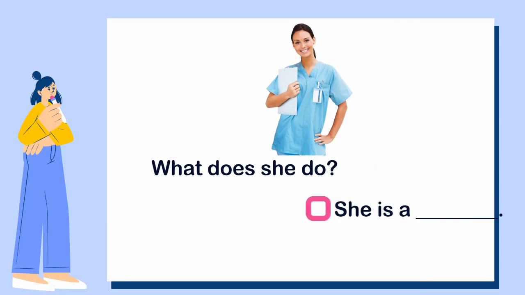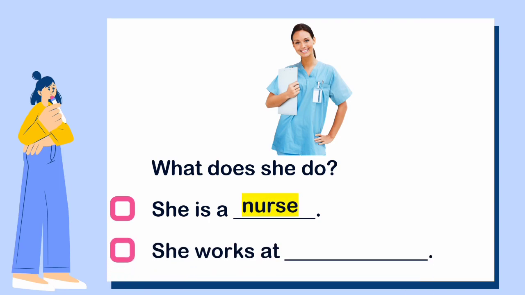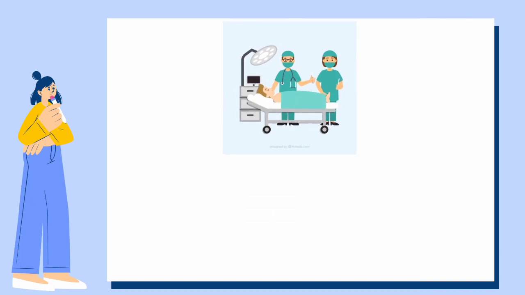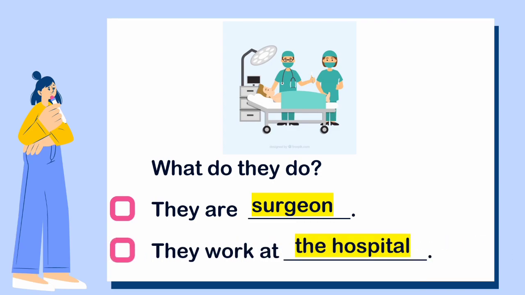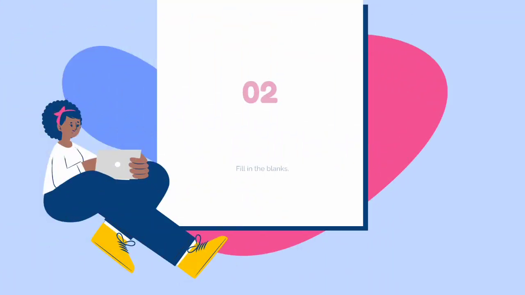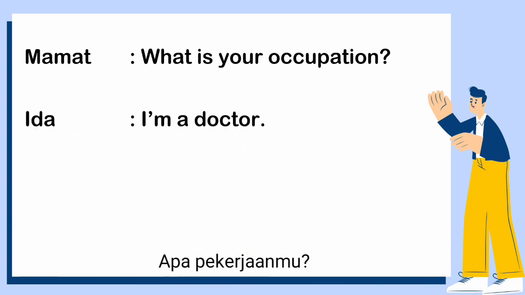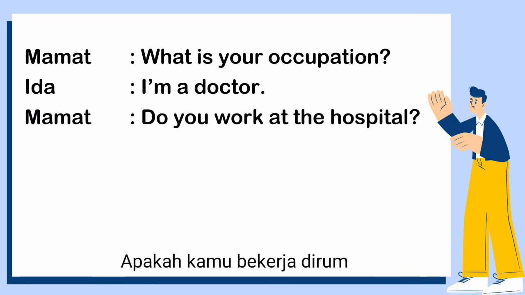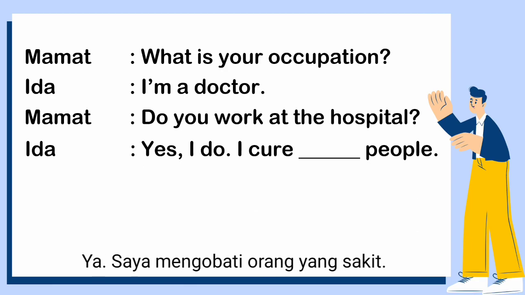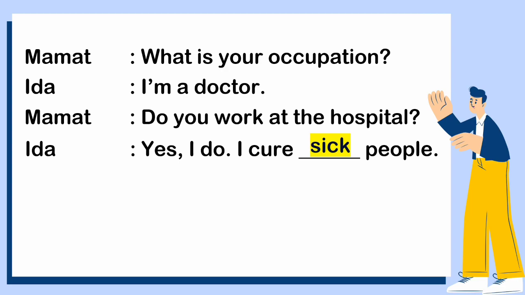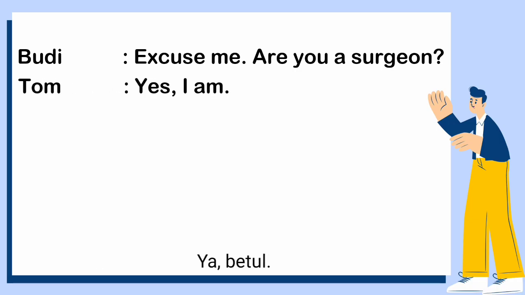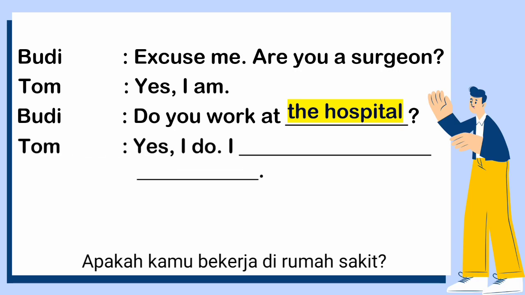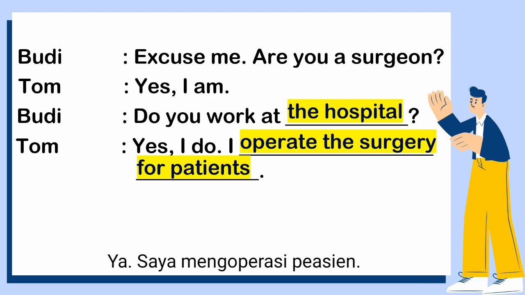What does she do? She is a nurse. She works at the hospital. What do they do? They are surgeons. They work at the hospital. Number 2. Fill in the blanks. What is your occupation? I am a doctor. Do you work at the hospital? Yes, I do. I cure sick people. Excuse me, are you a surgeon? Yes, I am. Do you work at the hospital? Yes, I do. I operate the surgery for patients.